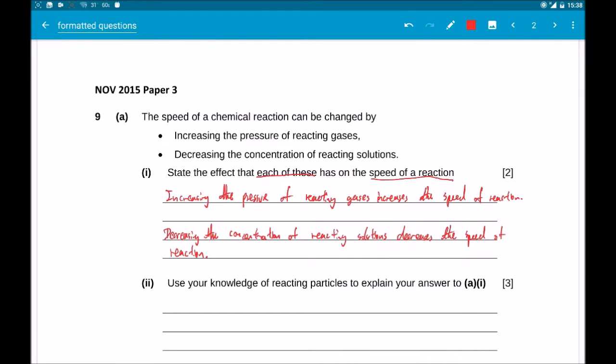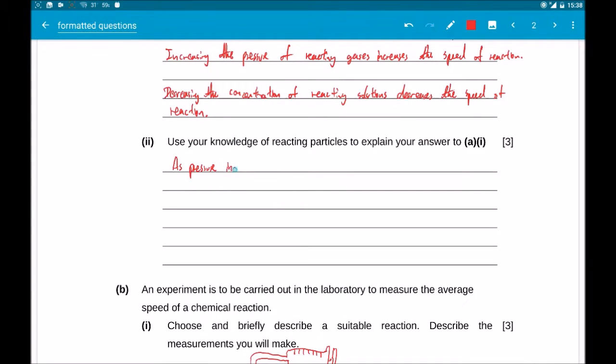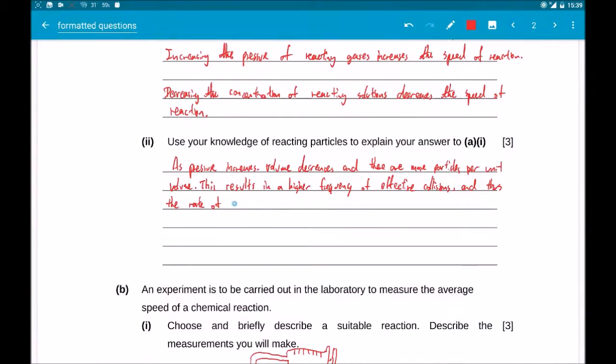Second part, we will have to use our knowledge of reacting particles to explain our answer in part 1. So, we have mentioned that increasing the pressure increases the speed of reaction. So how do we answer this part? As pressure increases, volume decreases, and there are more particles per unit volume. This results in a higher frequency of effective collisions, and thus the rate of reaction is higher.